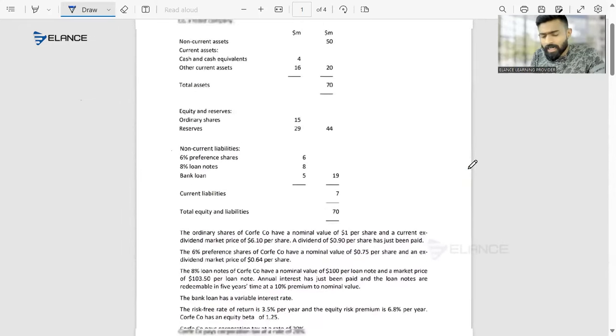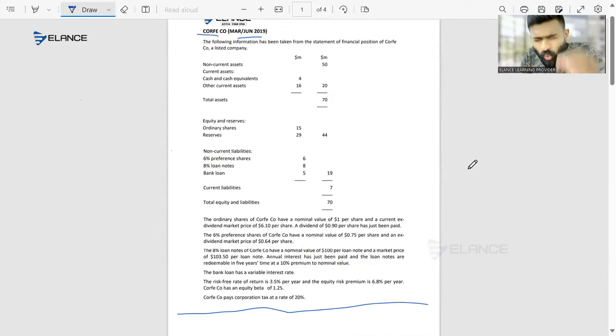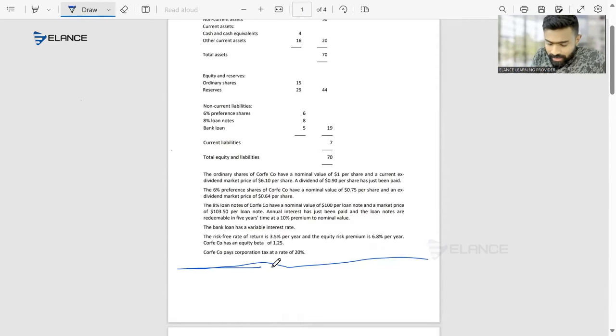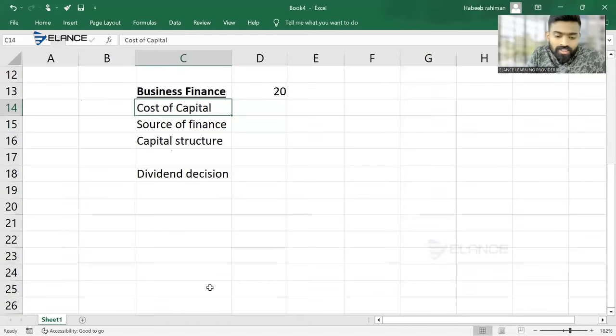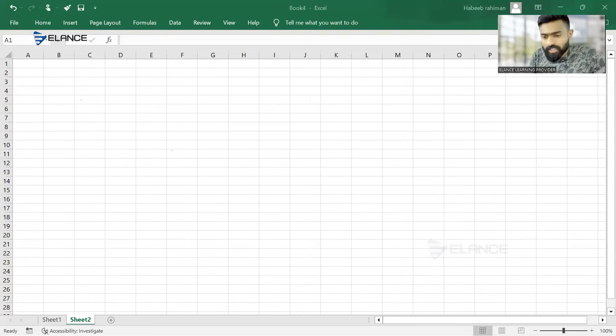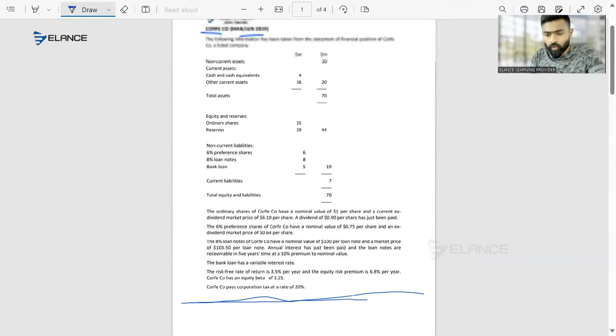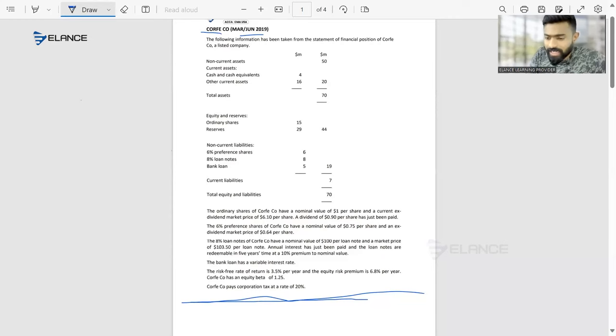So take a few minutes. Please do read the scenario. Without knowing the scenario, we won't be able to solve this question. So please, I'll give you 3 to 5 minutes to read till this point, and be ready with a spreadsheet to solve this question. Okay. So please go through the question. I'll wait for 3 to 5 minutes. Once you're done reading the scenario, do comment done to let me know. I'll wait.